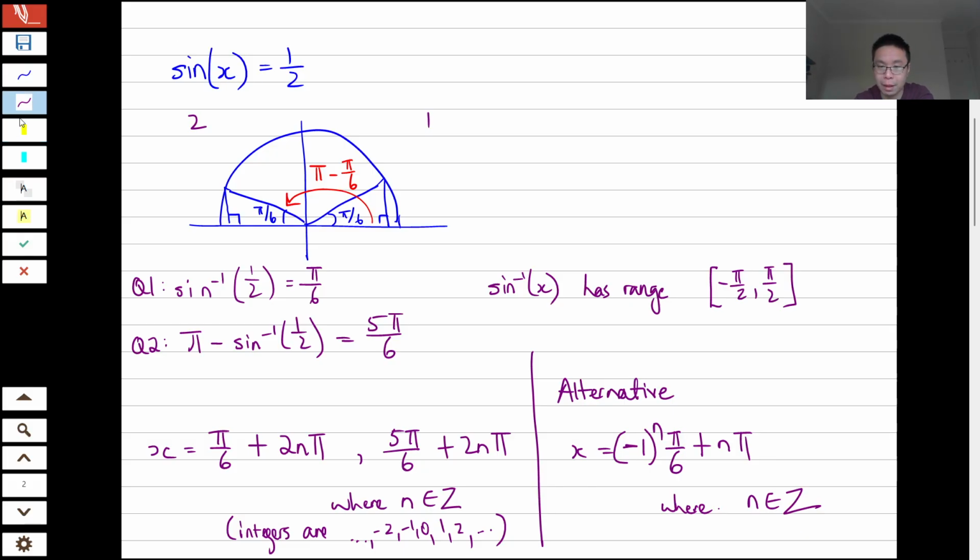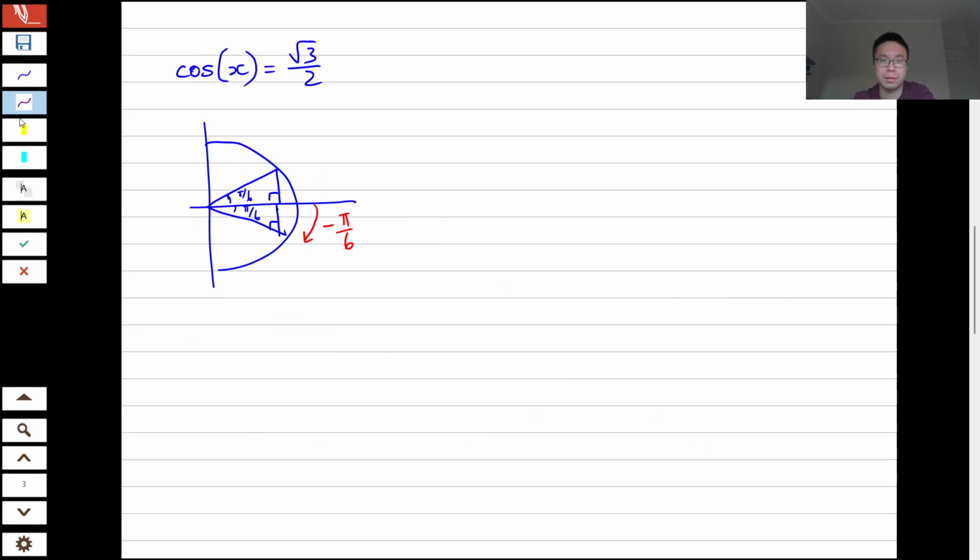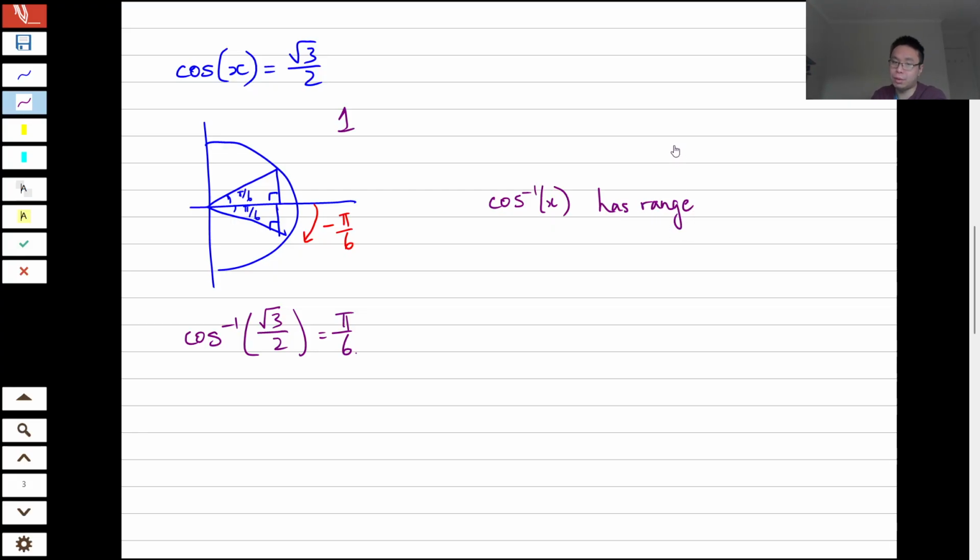Okay, so that's sine. Let's look at cosine now. So this time I've given you cosine of x equals root 3 on 2. And so here, using our knowledge of exact values, we can say that cosine of pi on 6 is root 3 on 2. So that means the inverse cosine of root 3 on 2 is pi on 6. Now please note, inverse cosine does not have the same range as inverse sine.